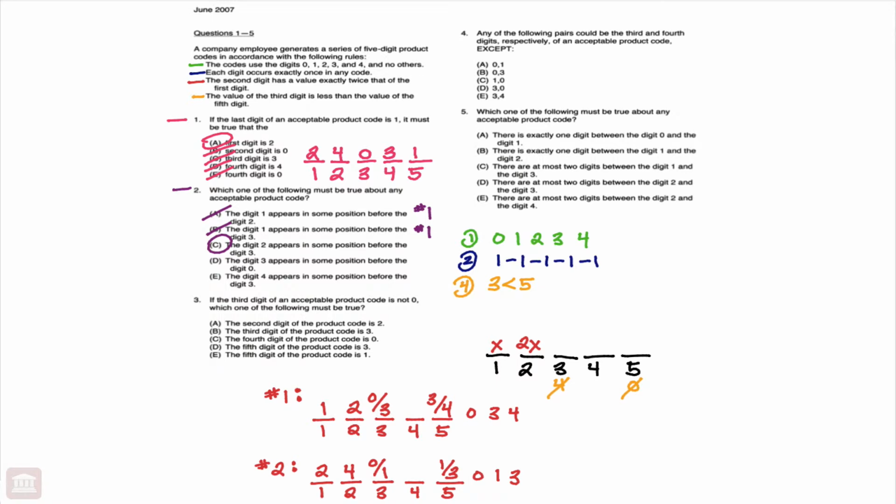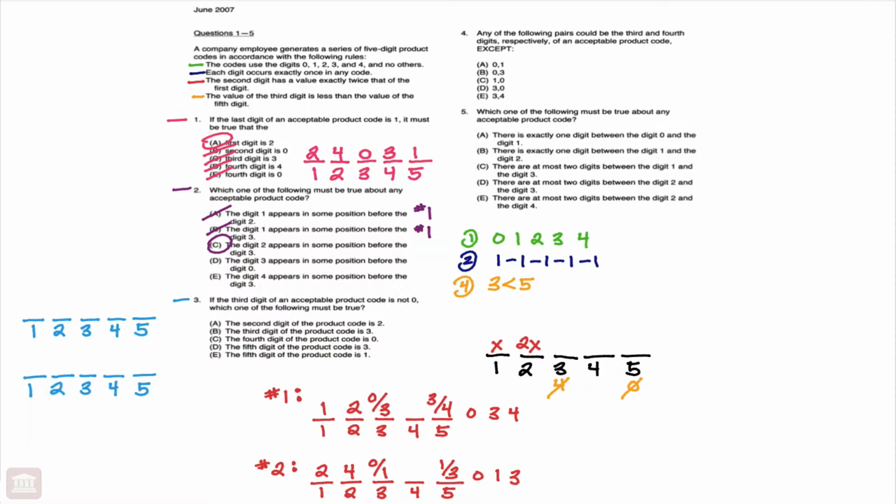Moving on to question number 3. If the third digit of an acceptable product code is not 0, which one of the following must be true? All right, so again, we have two possibilities here. And again, we're saying that the third digit is not 0. So again, drawing out two possibilities.